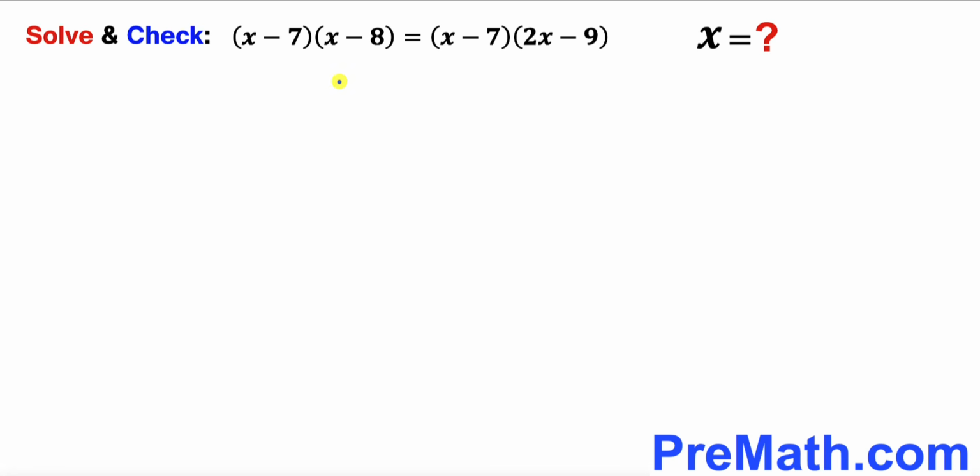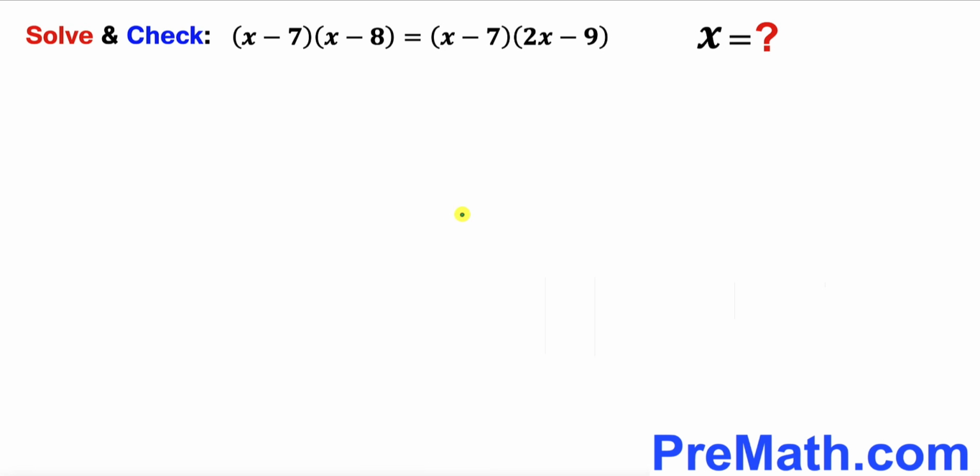Welcome to PreMath. In this video, we have got this equation that consists of two factors on the left hand side and likewise two factors on the right hand side as well. And here's our equation: x minus 7 times x minus 8 equals x minus 7 times 2x minus 9. Now we are going to solve this equation for x values, and eventually we are going to check our answer for any extraneous solutions.